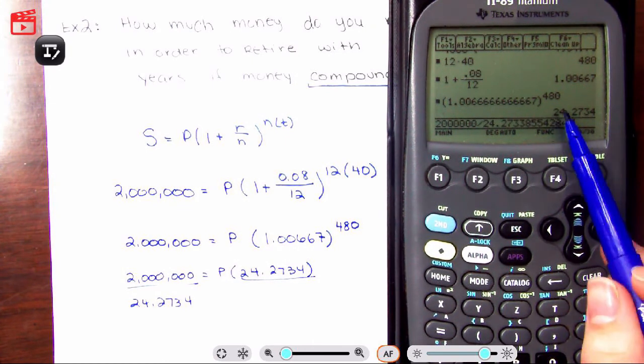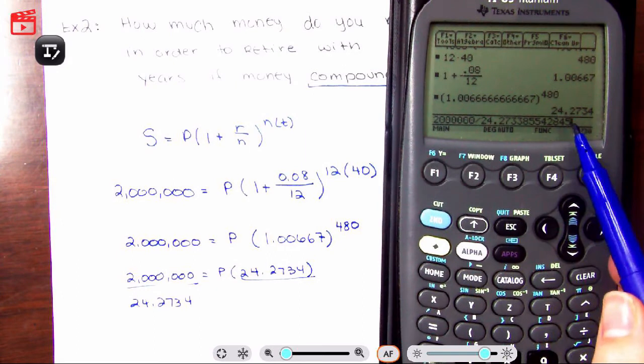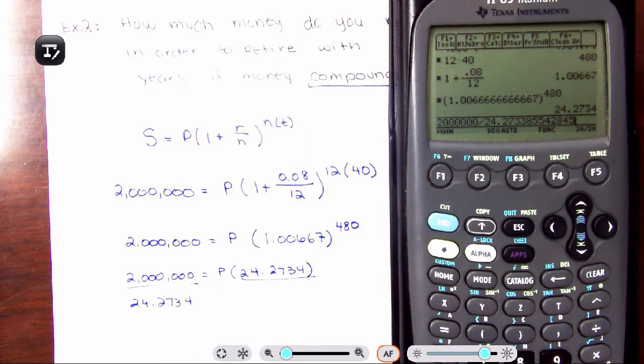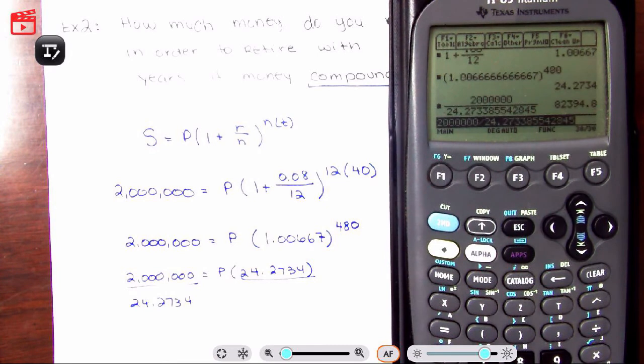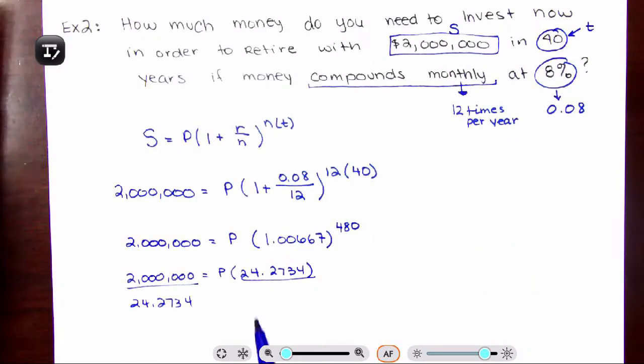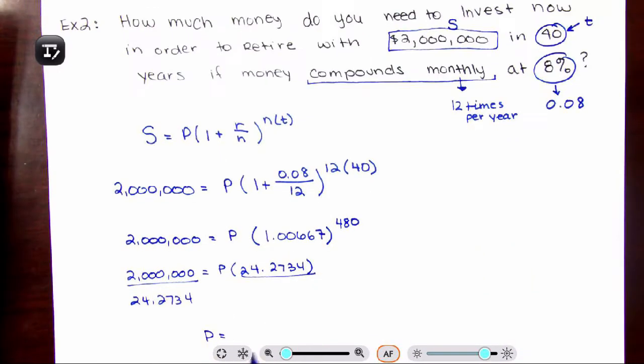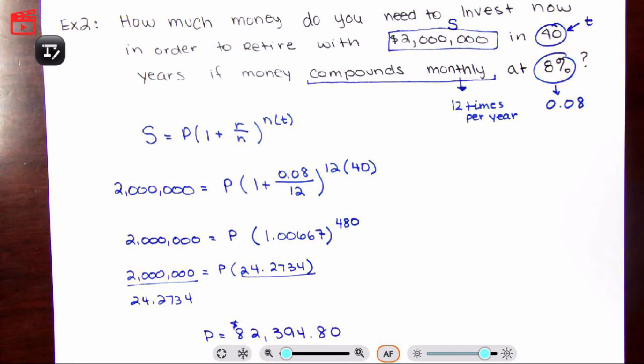Notice how what they show me and what in reality it is are two different things. So you want to get as accurate a number as you can. Press enter. And again, here we have it. So you want to start with $82,394.80.